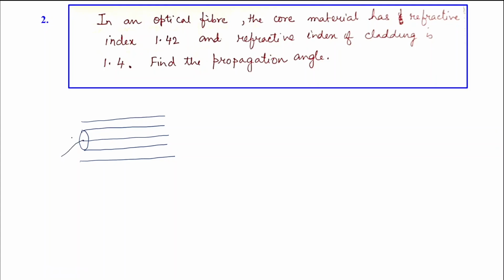A ray is incident at the fiber face, and now this ray is incident at an angle phi c. So phi c here is the critical angle, so that at the core cladding interface the ray grazes the boundary between the core and the cladding, and this is theta c. So basically theta c is the angle the ray is making with the axis. So this theta c is the propagation angle. The given parameters of the problem are: the refractive index n1 of the core is 1.42, the refractive index of the cladding n2 is 1.4.